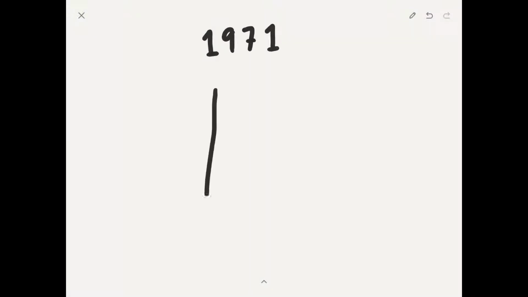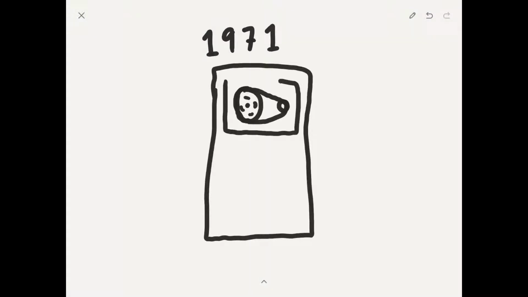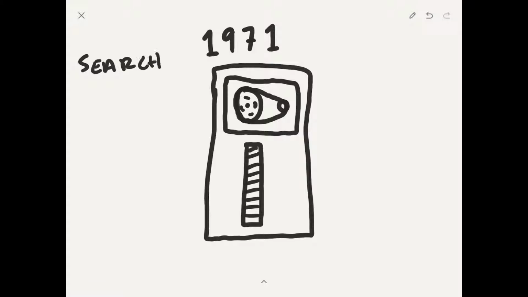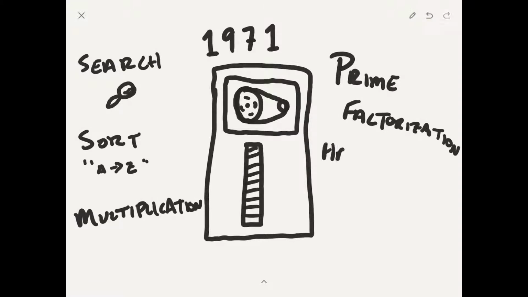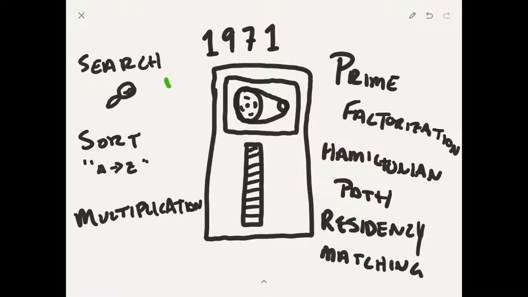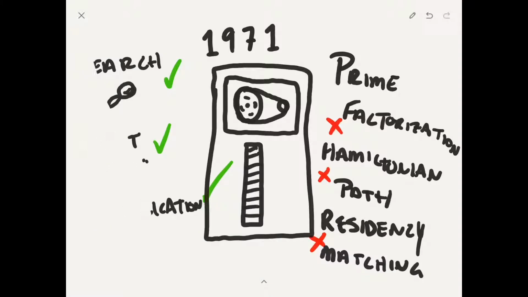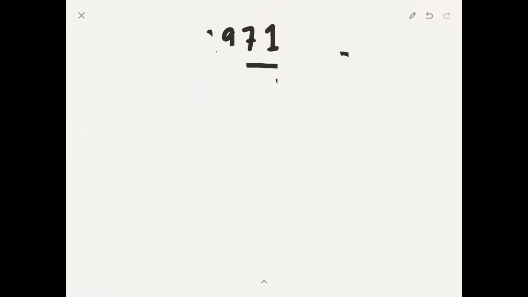At the early age of computing, there existed problems that were fairly easy for computers to solve, such as searching for objects, sorting objects, or multiplying together integers. However, problems such as prime factorization, Hamilton paths, or residency matching would often prove difficult for early computers to solve. So what is P versus NP?